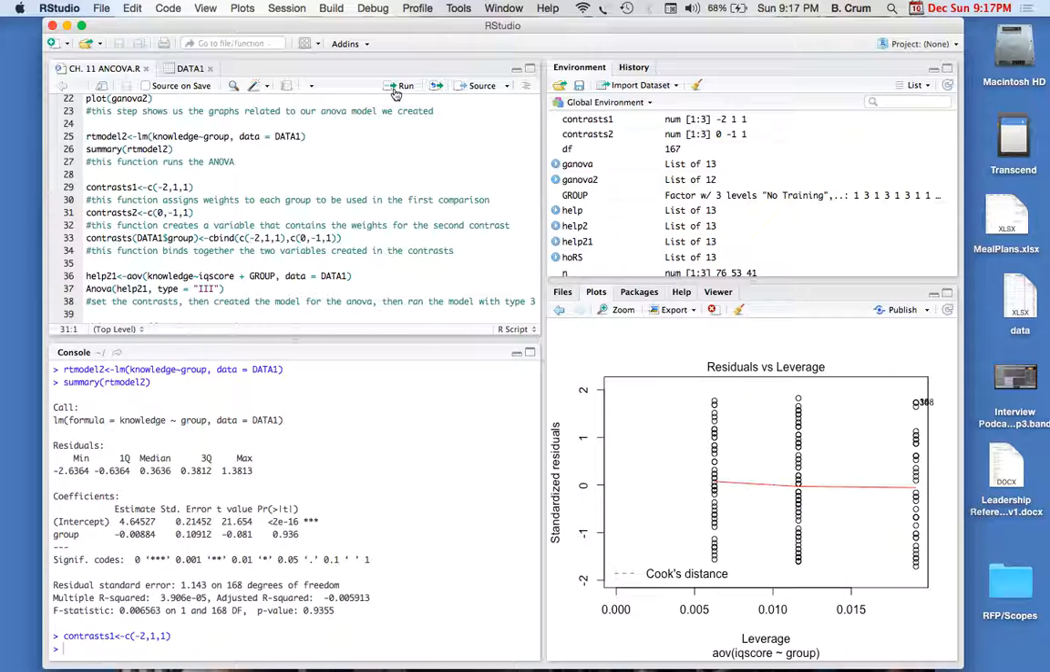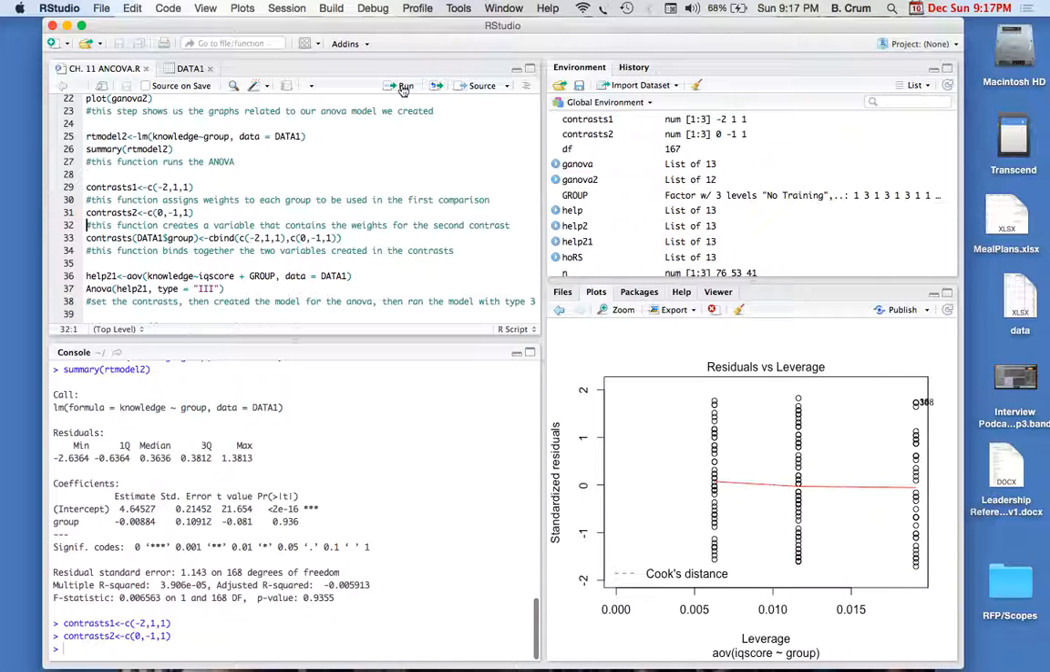The second contrast group compares the 2 experimental groups, or group 2 and 3, and ignores group 1. So we give group 1 a weight of 0, which eliminates it from calculations. I will assign chunk 1, which is group 2, a weight of negative 1, and chunk 2, which consists of group 3, a weight of positive 1. And this step binds them together.